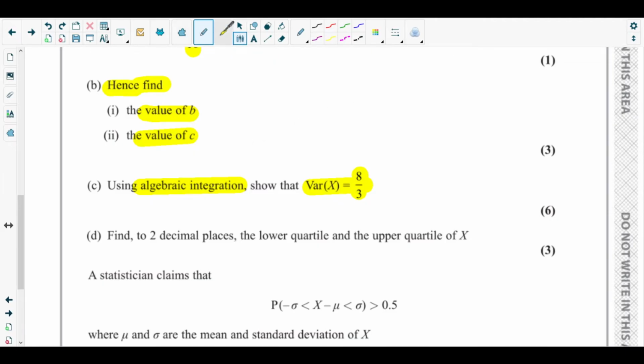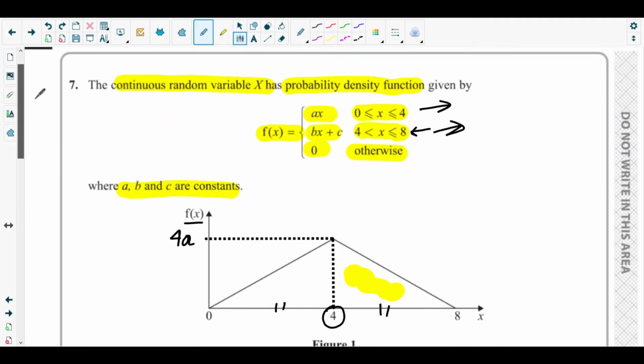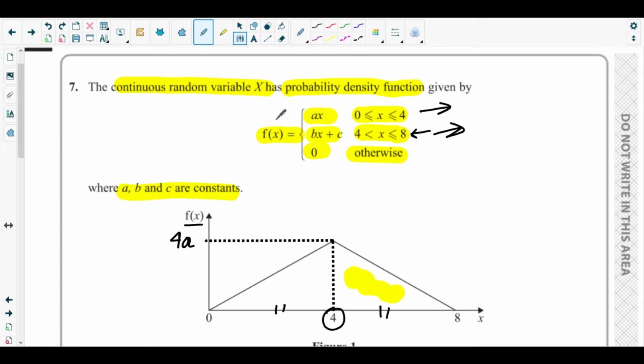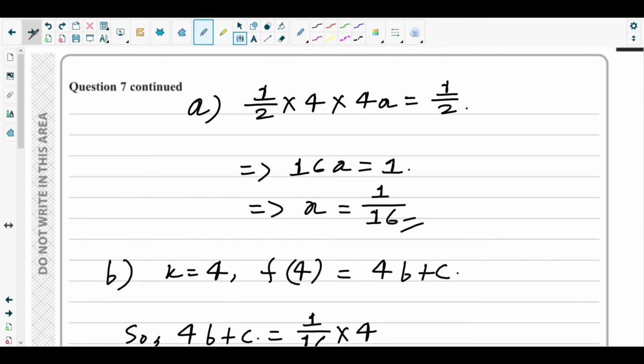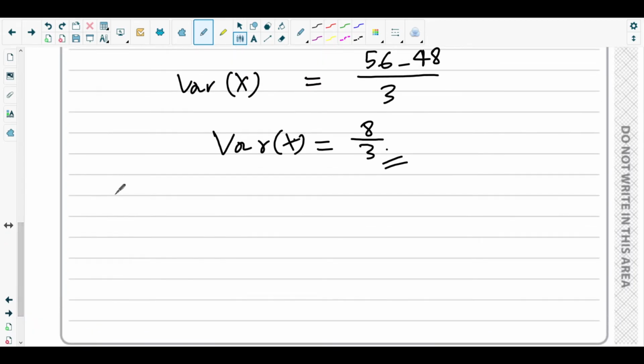Next is part D. In part D, the question is asking to find to 2 decimal places the lower quartile and the upper quartile of x. We need to find out Q1 and Q3. So Q1 is 0.25, right? So definitely it will be from 0 to 4. So we will consider the first equation of the PDF. Q1 is 1/4 area.